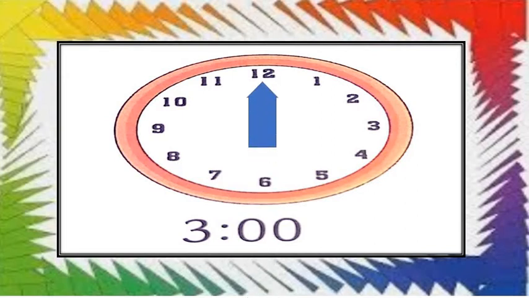First, draw the long hand at 12. The short hand at 3. This is the way we can draw the hands on the clock. If the time is 3 o'clock, then draw the short hand at 3, when the long hand is at 12.